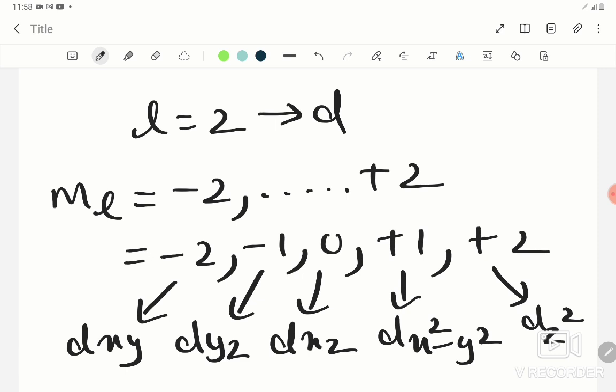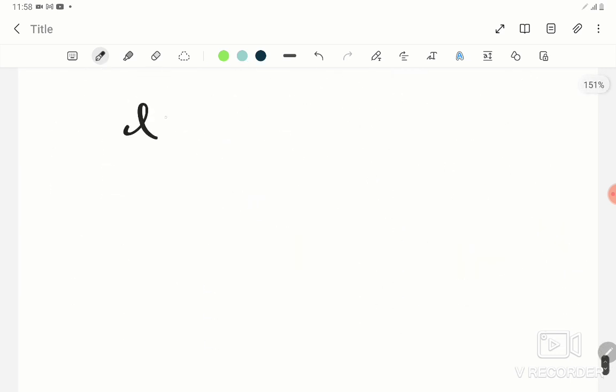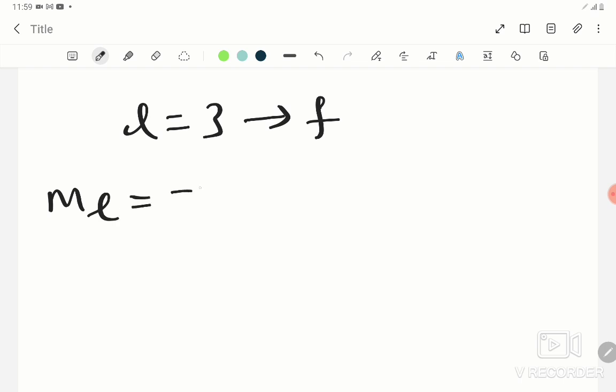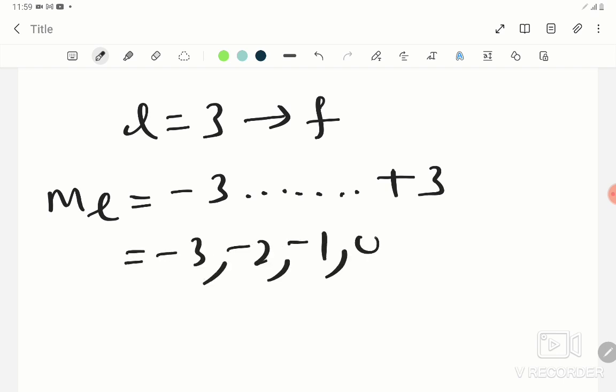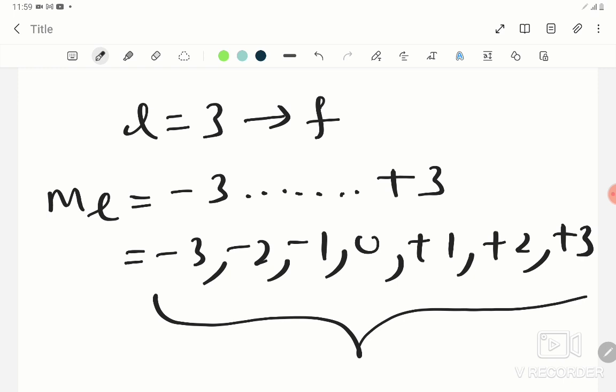Now after this we have one final case, if the value of L is equal to 3. In this case, it means that it is f orbital, and the value of magnetic quantum number will start from -3 and end at +3. So the values will be -3, -2, -1, 0, +1, +2 and +3. You can observe here that we have 7 different values of magnetic quantum number ml, and this is because f orbital is of 7 types. So with this we have completed magnetic quantum number. Let's move ahead to the next quantum number.